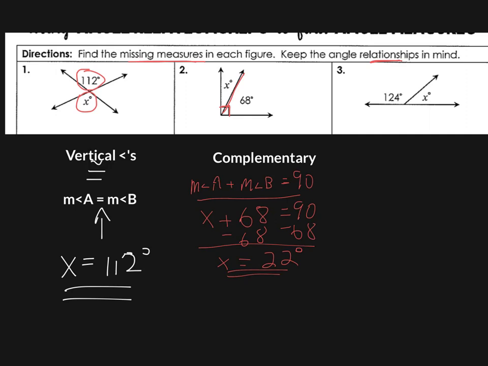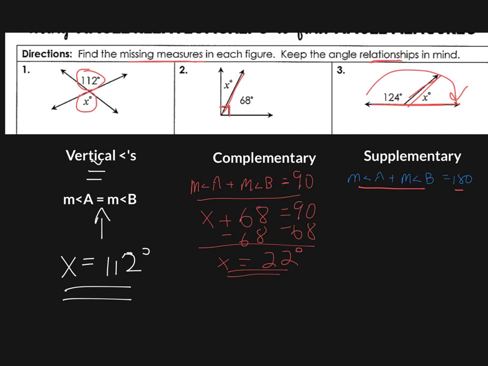Okay, so very similar to number 2, I'm looking at number 3 and I'm thinking, all right, well I have this straight line and I know that this whole thing is 180 degrees. I have two angles who are adjacent to each other that form a straight line. Oh, these are supplementary. Now we know that supplementary means that the measure of angle A plus the measure of angle B equals 180 degrees.